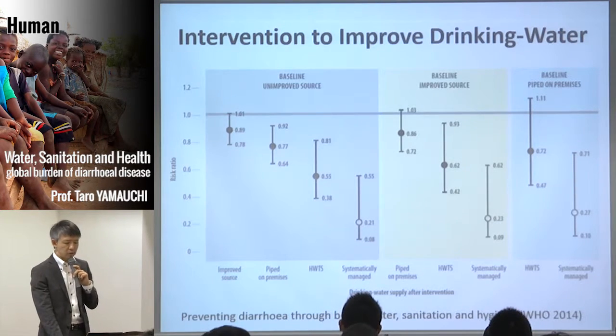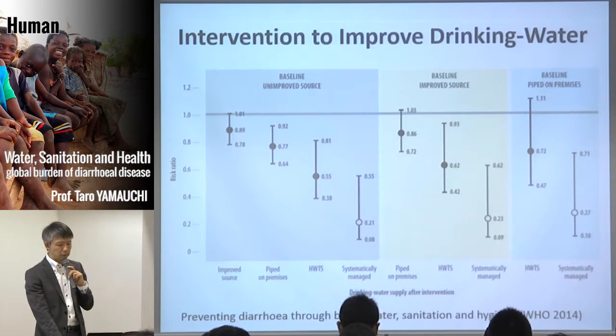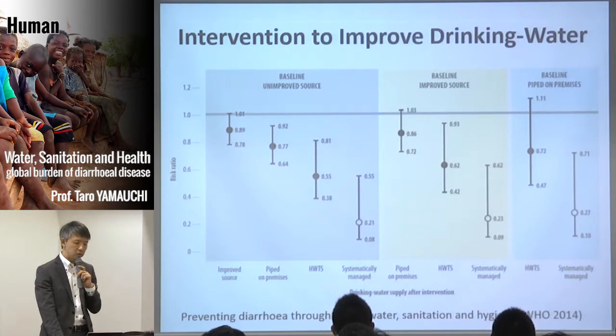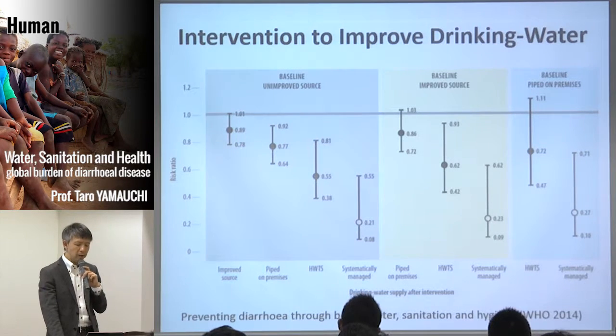The impact of intervention to improve poor water is shown in this chart. This meta-regression focused on quantifying the reduction in diarrheal disease that could be achieved through different transitions from lower to higher service level categories. This figure illustrates the risk ratio with 95% confidence intervals.